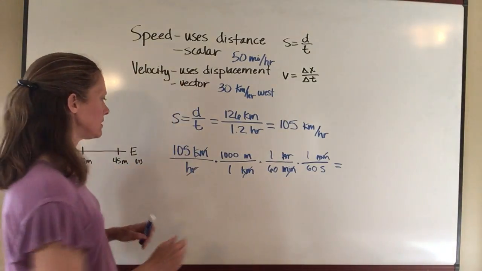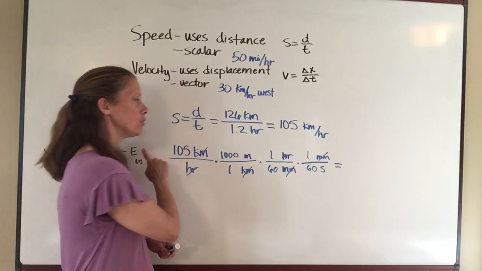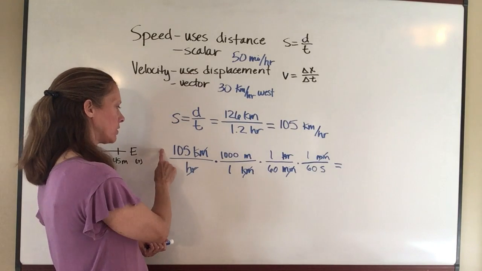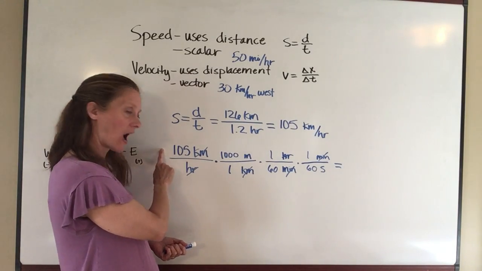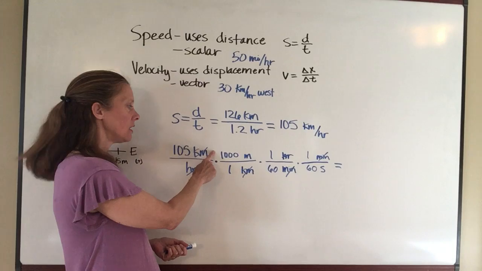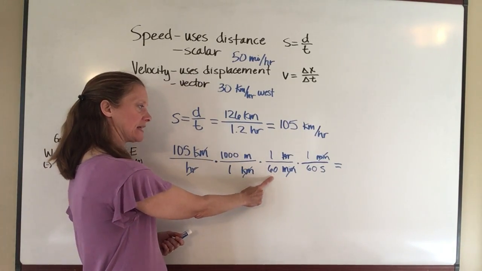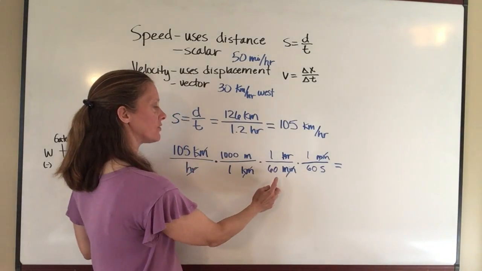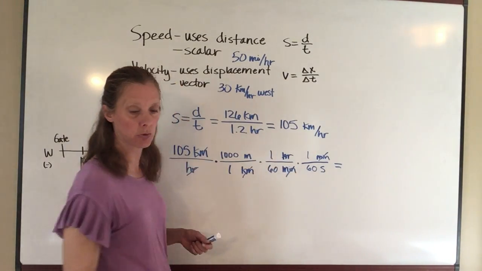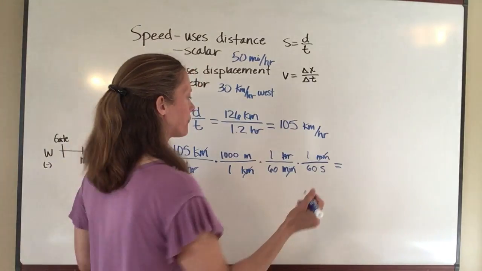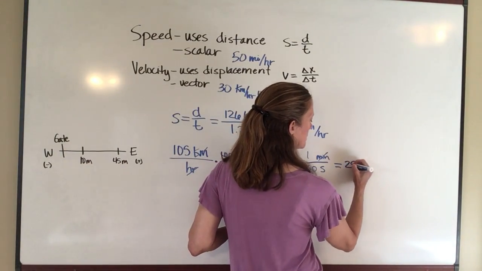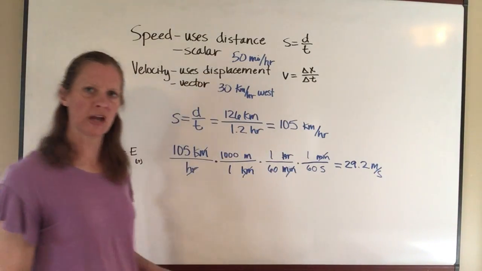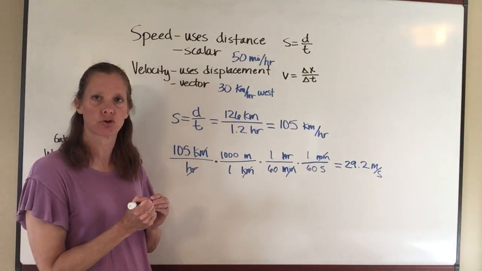What you need to type in is 105. You multiply by what's on the top, you divide by what's on the bottom. So it's 105 times 1,000 divided by 60 divided by 60. Okay, make sure you hit divided for both of these because both of them are on the bottom. You should get a final answer of 29.2 meters per second. Okay, so make sure that you actually do get that answer.